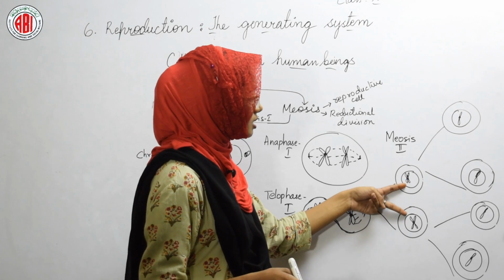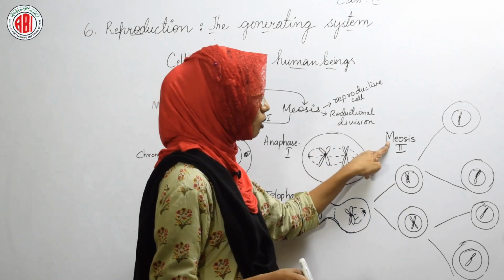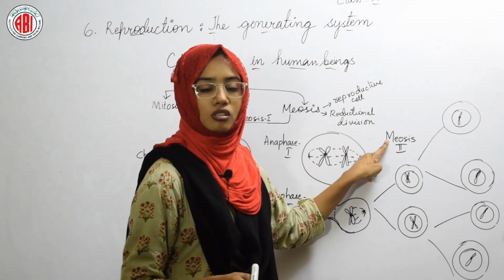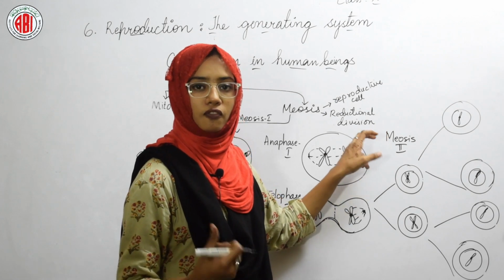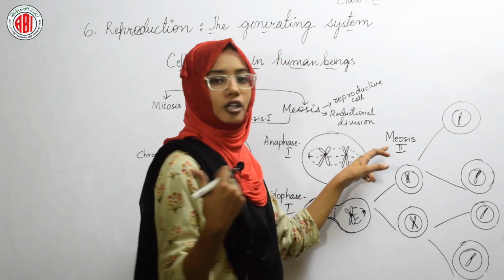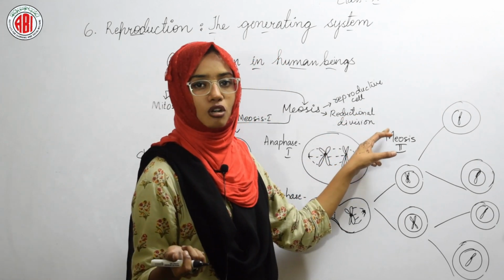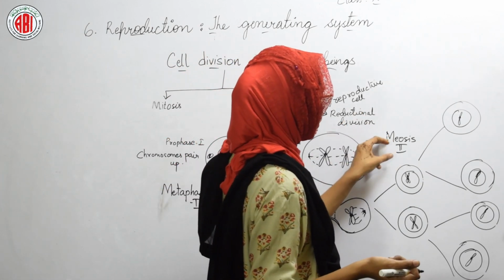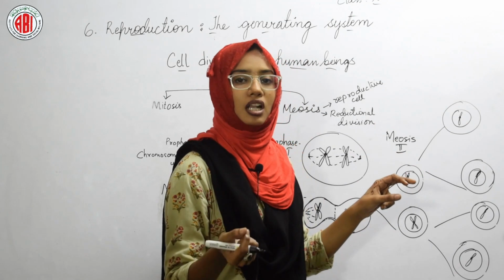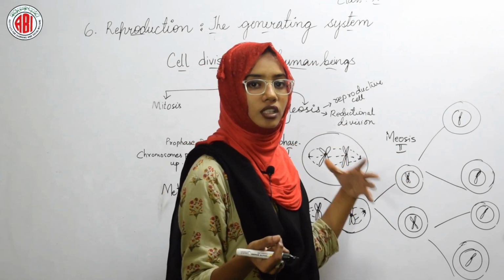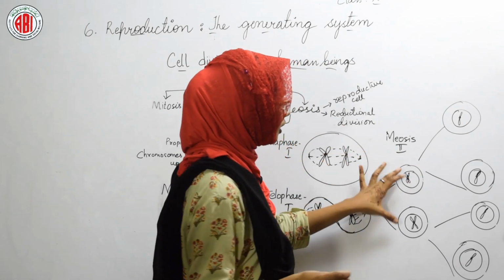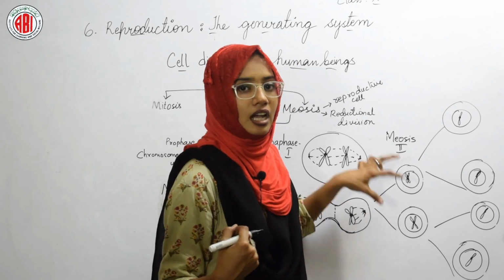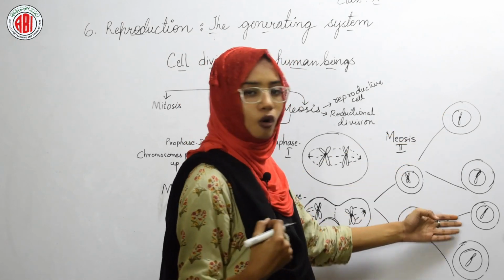these two daughter cells again undergo meiosis 2, and meiosis 2 also shows different stages, which you are going to study in your further studies. This meiosis 2 is similar to mitosis, and after the division of these two daughter cells, it results in the formation of four daughter cells.